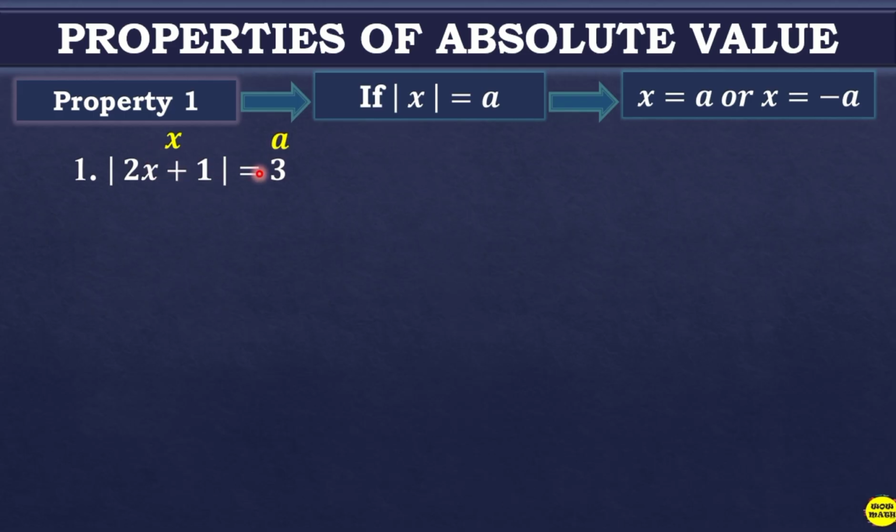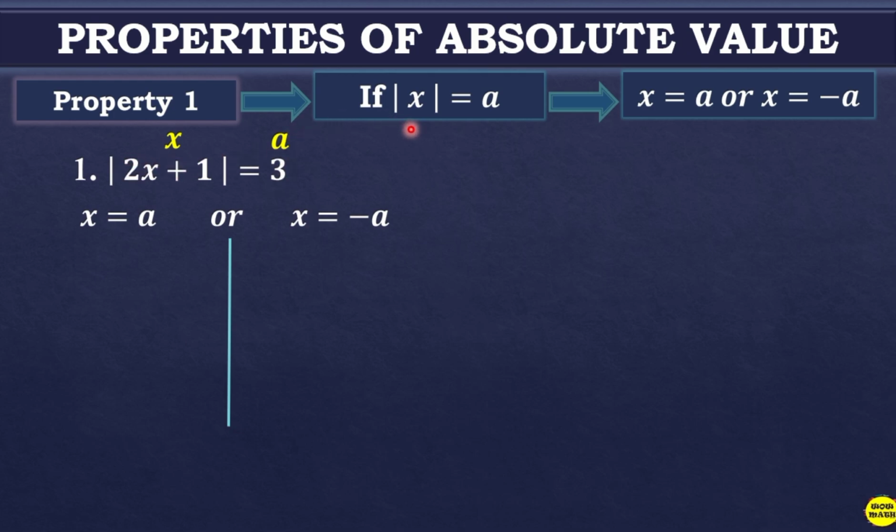Okay, so dapat alam mo muna kung ano yung x at a. Kasi susundan natin ito. So, yung first natin, x is equal to a or x is equal to negative a. So, wag po mali dito. Ito lang ang susundan. Now, so, na-identify mo na yung x at a mo.